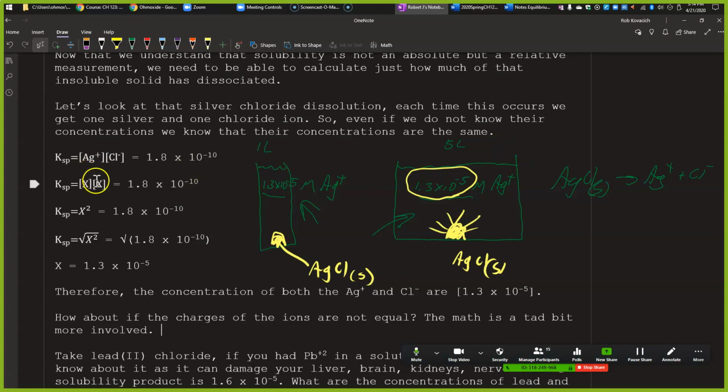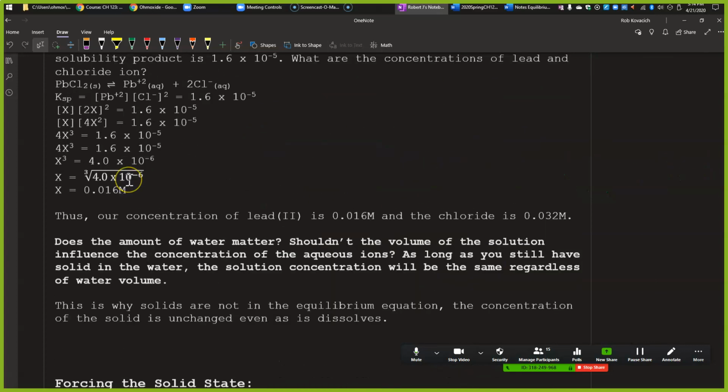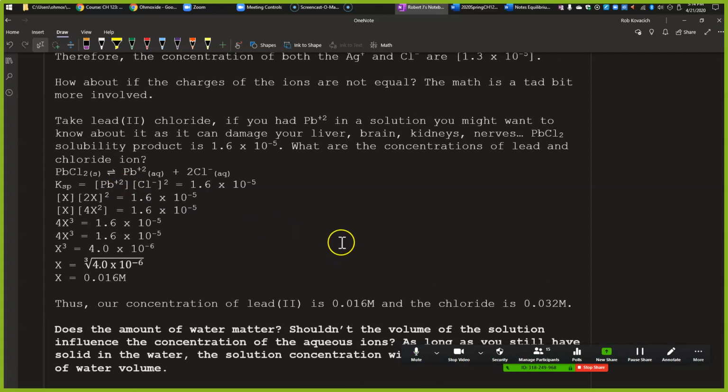Okay, so this calculation is pretty easy because it's a 1-to-1 ratio, and I can just put it to x squared. But what if we're talking about lead chloride? Lead 2 chloride specifically. So that means I've got 2 chlorines and 1 lead. So when this dissolves, I end up with 1 lead 2 ion and 2 chloride ions, right? I know I'm going to have twice as much chlorine as lead, but the math becomes a little bit more difficult, right?